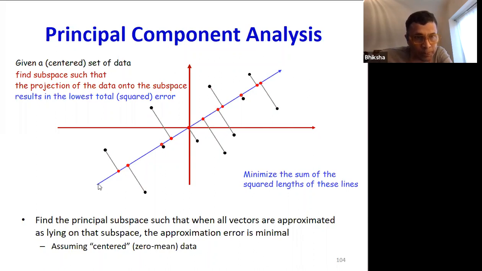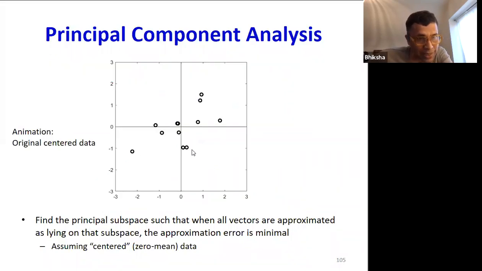So again, we are finding this principal subspace such that when we project every training data point down onto the subspace and replace these data points by their projections on the subspace, then the squared length of the errors that you will make is minimized. That is principal component analysis.